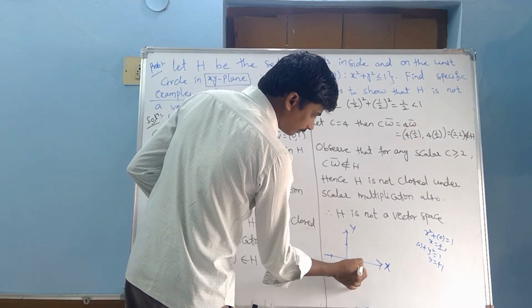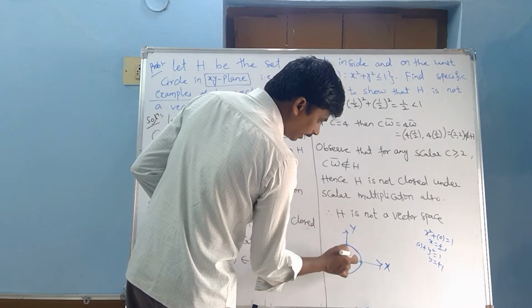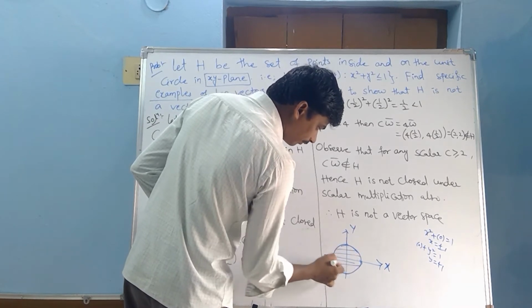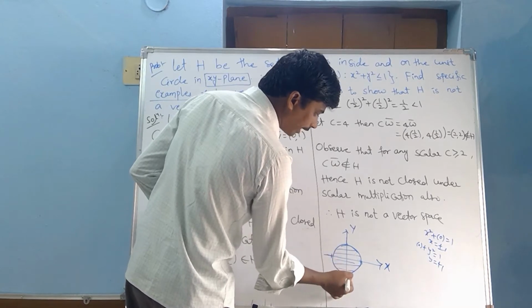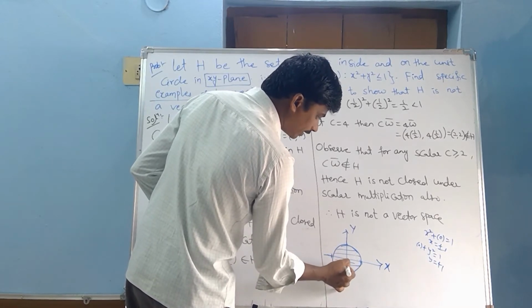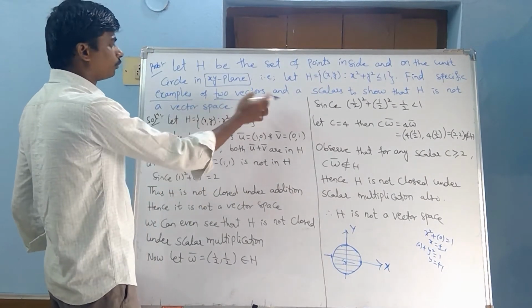Now see here, this is a circle. This is inside the circle. We have taken four points, and this one is the origin here. Now see here, find a specific example of two vectors.